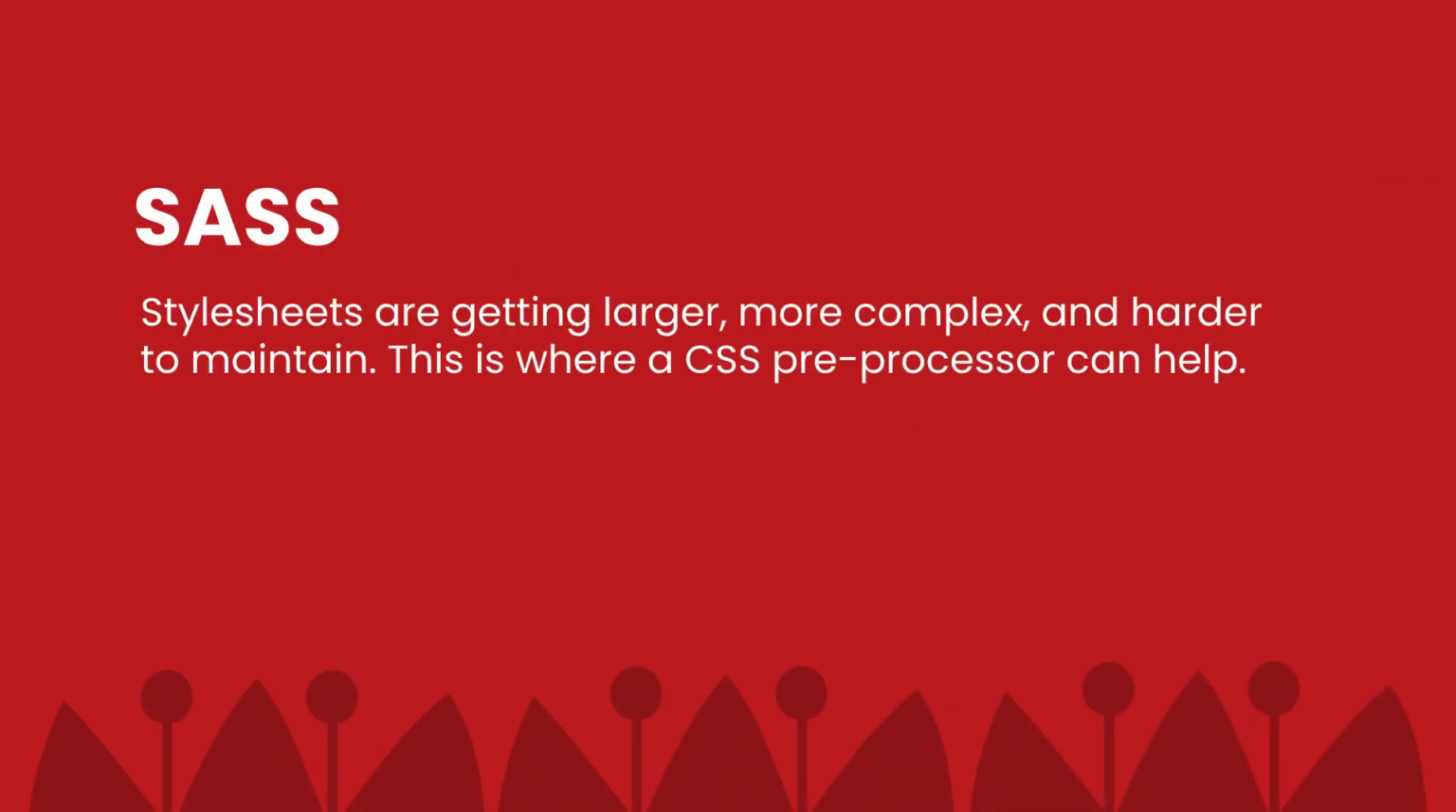First of all, we need to know what SASS and Material UI are. SASS is a CSS preprocessor. Style sheets are getting larger and more complex and harder to maintain. This is where a CSS preprocessor can help.